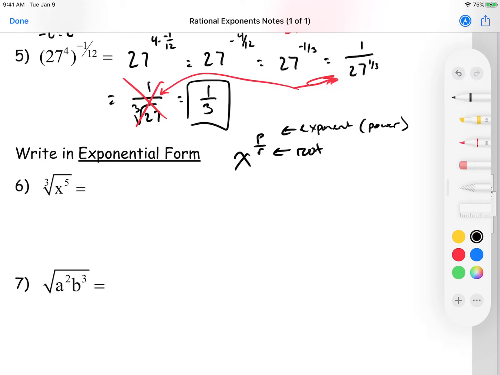That's why we used p over r, okay? So if it's the third root, if I'm writing this as x, my third root, 3 goes in the denominator, and my power, x to the 5th, goes on top. So this would be x to the 5/3, and I'm going to rewrite that just because I wrote it sloppily. X to the 5/3, okay?